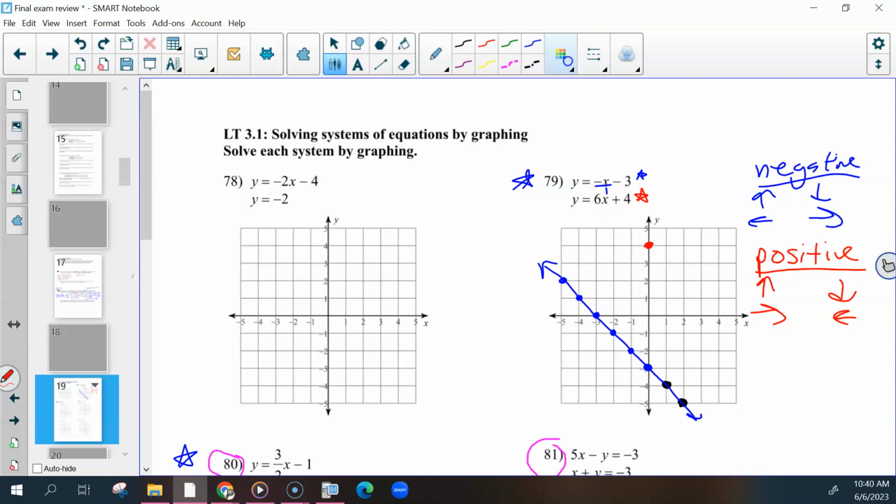So in this case, we can't go up 6, but we can go down 6. This is also over 1. So down 6 and to the left 1. And really, those are the only 2 points we can do on this.